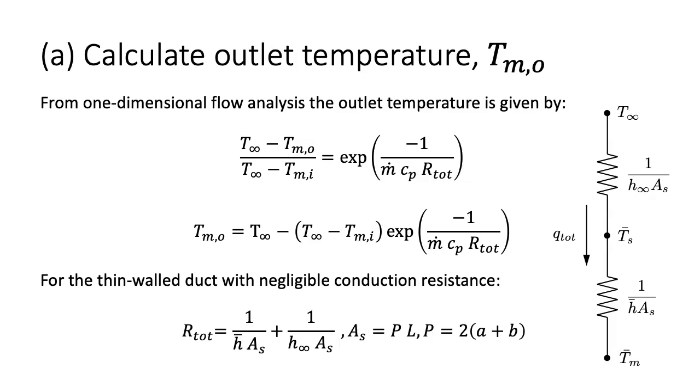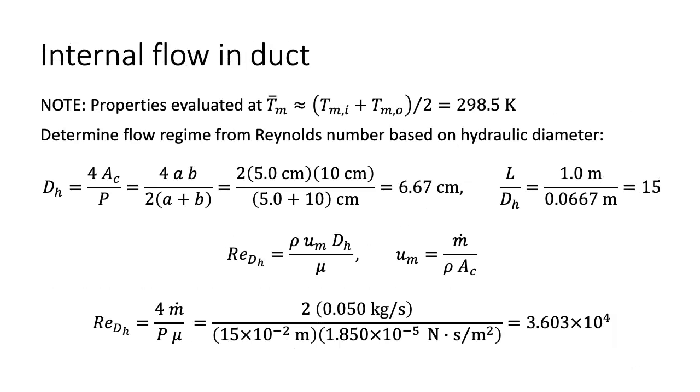In order to solve for this temperature, we need to estimate the convection coefficient for the air inside and outside the duct using Nusselt number correlations. First, for internal flow in the duct, we begin by calculating the Reynolds number to determine the flow regime. Note that we need to evaluate the properties at the mean temperature in the duct, which requires an iterative calculation. For these calculations, I used EES to automate this process, resulting in a mean temperature of 298.5 Kelvin based on simple averaging of the inlet and outlet temperatures.